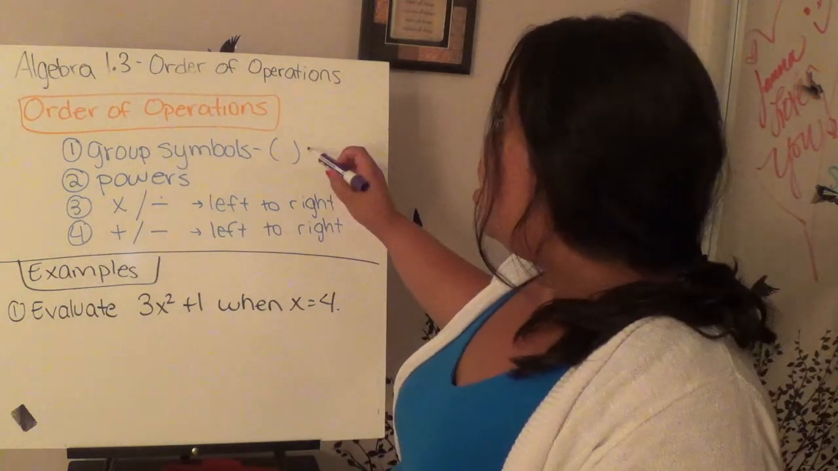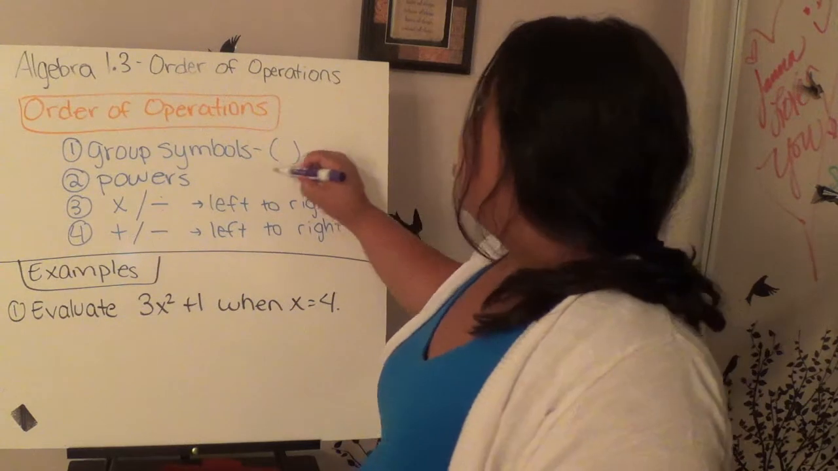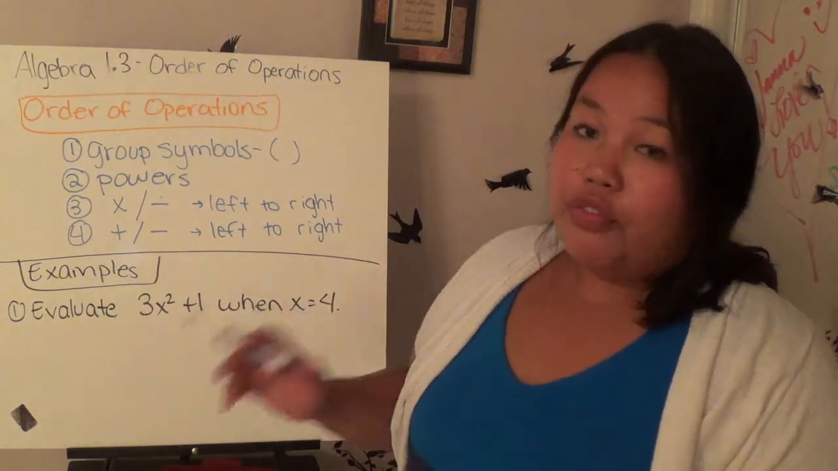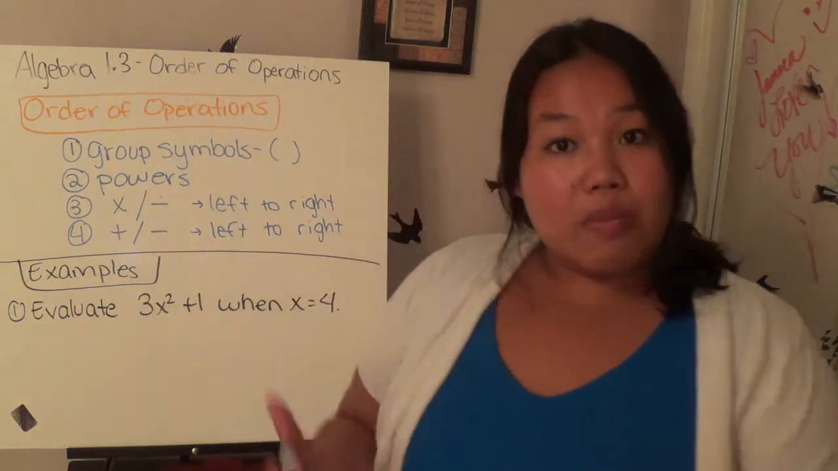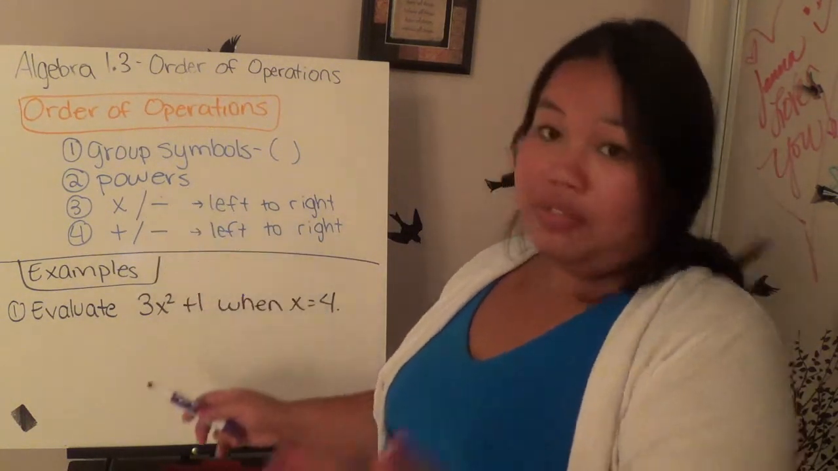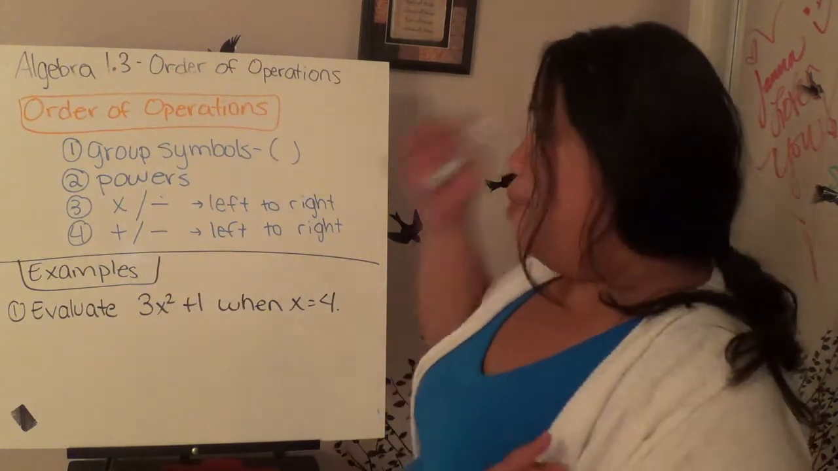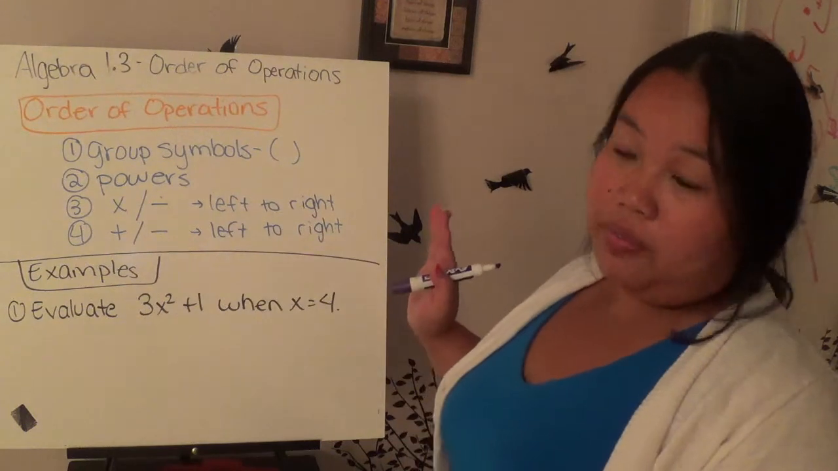So the first thing you need to do, like we did in the last section, is we need to focus on these parentheses. Okay? Parentheses come first. Then after the parentheses, you focus on any powers. Are there any powers? From there, we're going to do multiplication and division left to right. Okay? And then we're going to do addition and subtraction left to right as well.